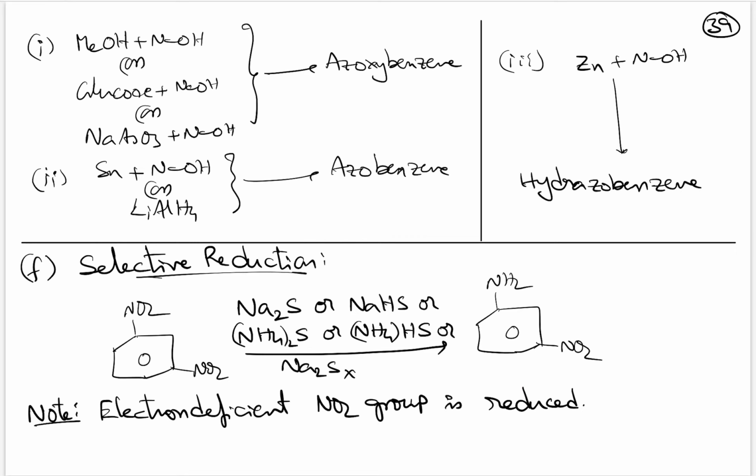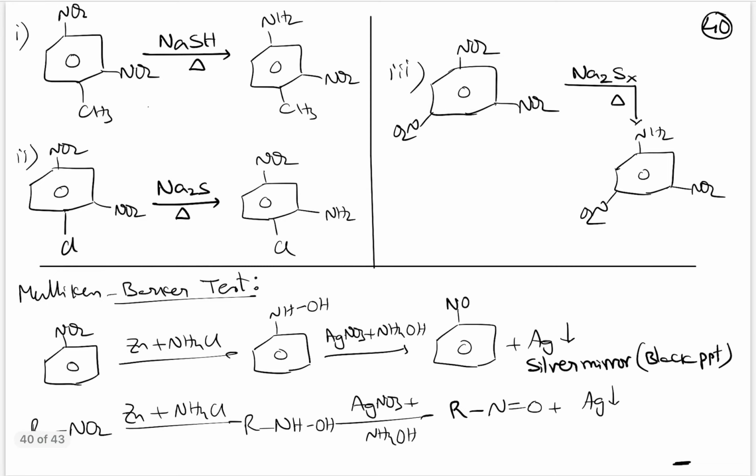But if any other group is present along with the NO2 groups, you have to select the most electron deficient NO2 group to get reduced. Suppose you see here, methyl is a positive inductive effect group. So if methyl is an electron releasing group, what will it do? It will increase the electron density of this NO2 group. So comparatively, this NO2 is electron deficient. Therefore, this NO2 will be reduced into an NH2 group.